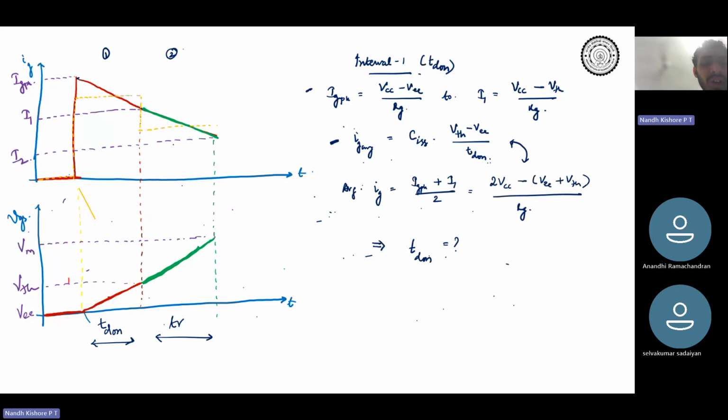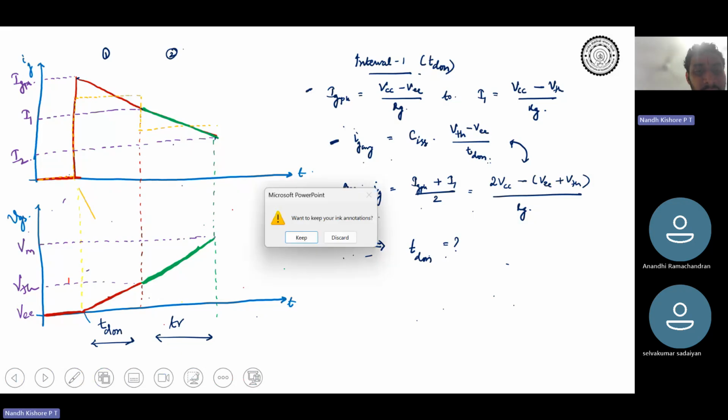Similarly, during interval 2, I know what is IG average, C dV by dt. I know what is I1 and I2. Find out the average of I1 and I2. That will give you this line. Then you can equate them. Okay. Do you understand this, Anandi and Selva Kumar sir? Yes, sir. Right? It's simple only, right? So it's not that big a deal.